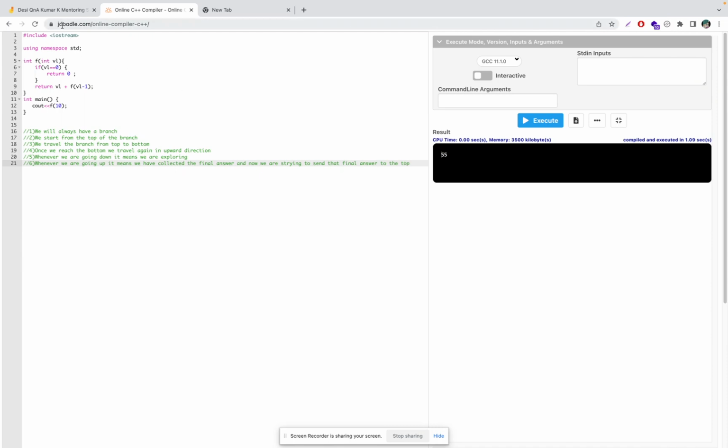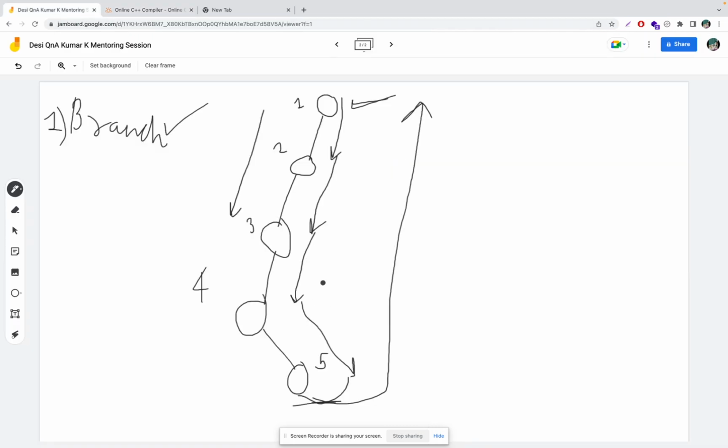So what does this mean? It means that I was initially at node 1, then I reached node 2, then node 3, then node 4, then node 5. Now when I'm going from bottom to top, when I'm coming to node 4, it means I got some answer at node 5. I'm sending that answer to node 4. Now when I'm reaching node 3, it means I got some answer from node 4 and 5 and I'm sending that answer to node 3.